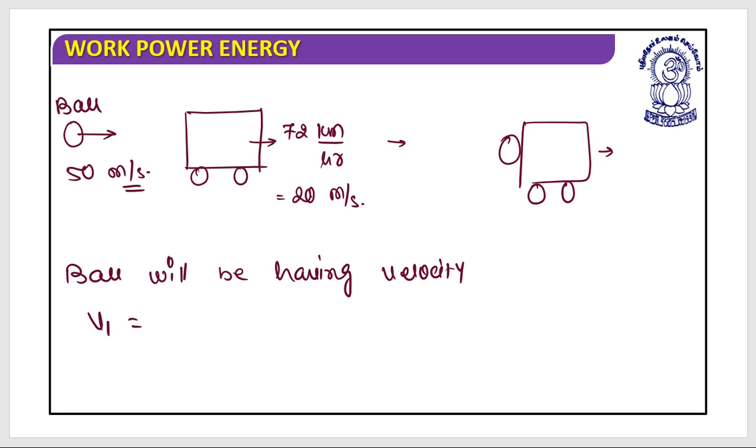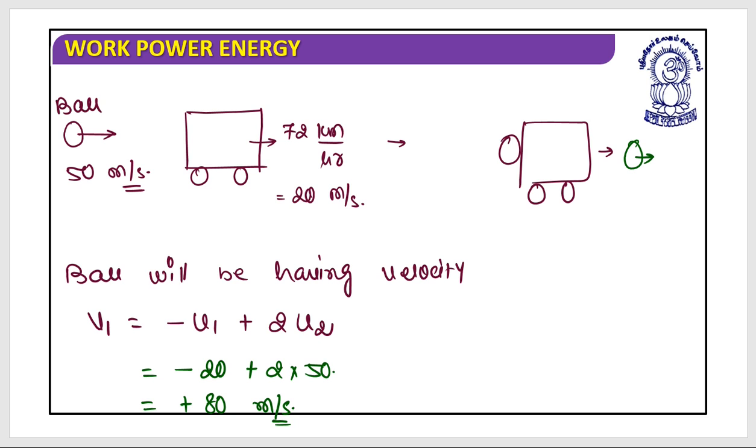After that, the ball will have a velocity, let's assume it as v1. That should be equal to minus u1 plus 2u2. When I put in the values, v1 is equal to minus of 20 plus 2 into 50. So it's 100 minus 20, that is equal to plus 80 meters per second. While I say plus 80, it is moving in this direction.